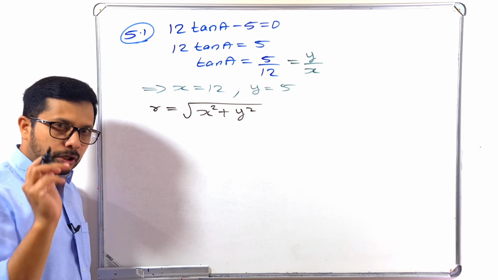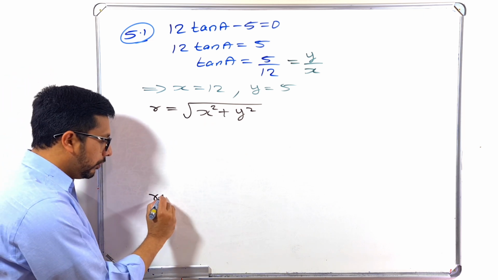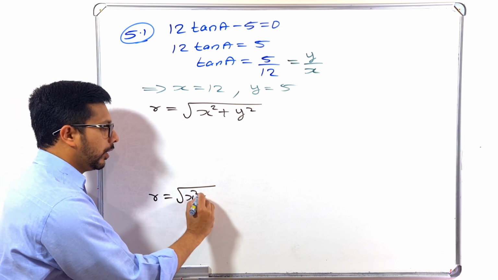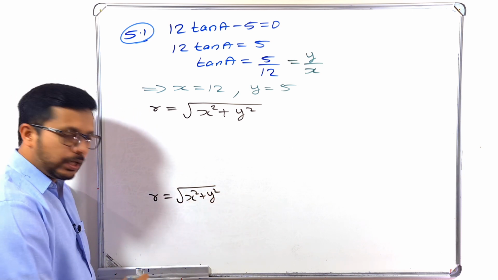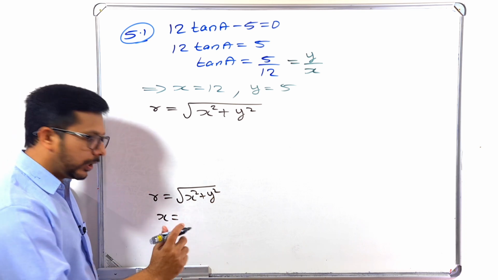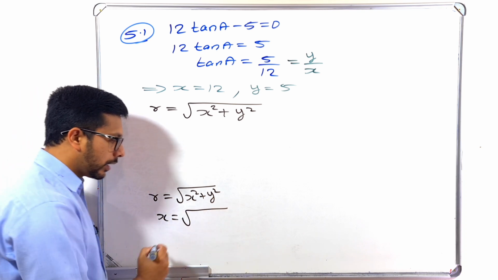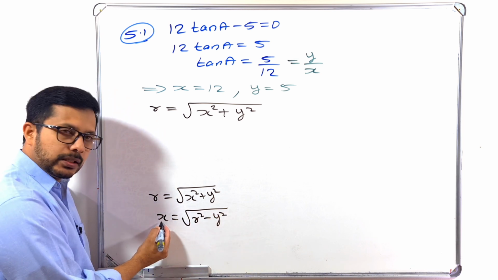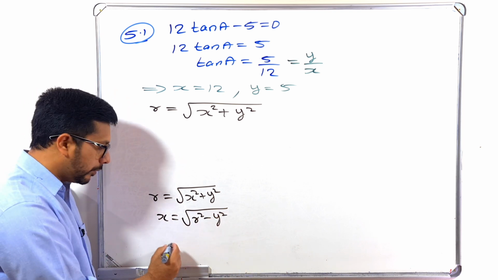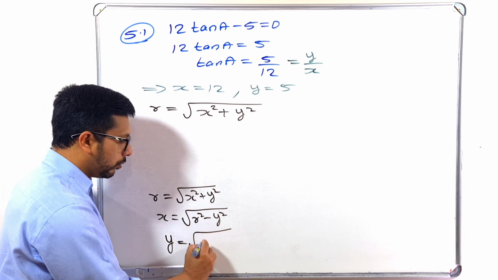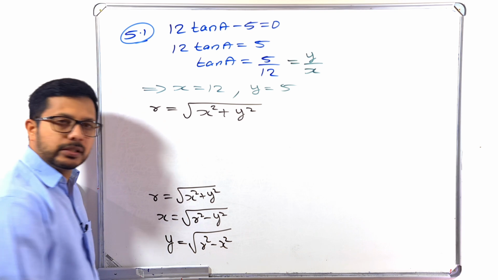There also you have to remember something. If you want to find r, what is the formula? Root of x square plus y square. If you want to find x, what is the formula? Don't write too much, now you are in grade 12. You just write root of r square minus y square. Similarly, if you want to find y, you just remember root of r square minus x square.